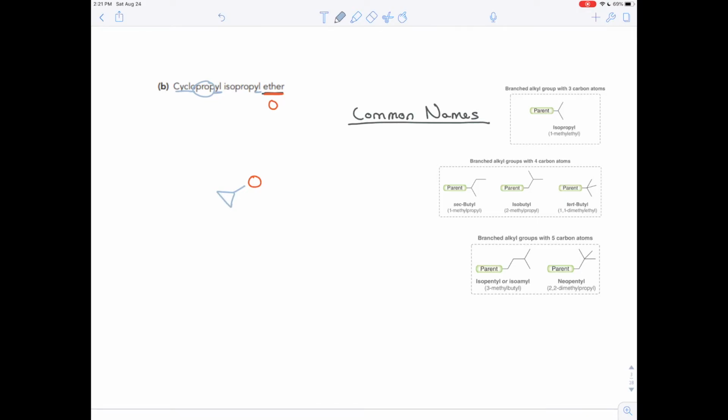The other one is an isopropyl branch. Now, isopropyl is, again, another common name. That's not an IUPAC name. And these common names for some weird branches you would have been exposed to in Organic Chemistry 1. I've put them here, so if you want to pause the video, take a look at them, write them down, or study them, you have access to them.